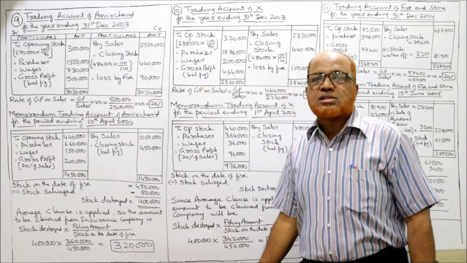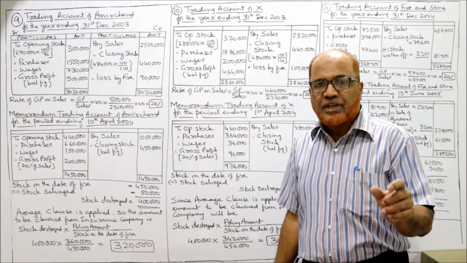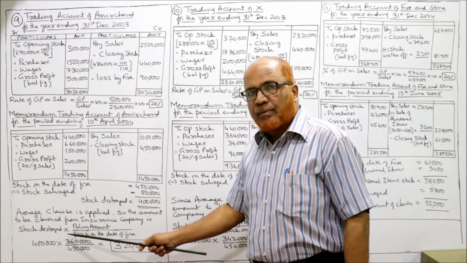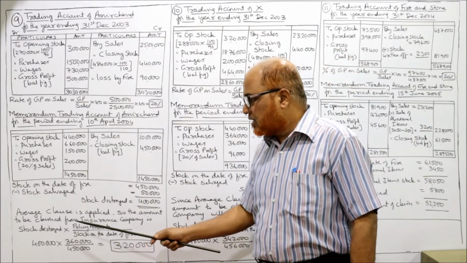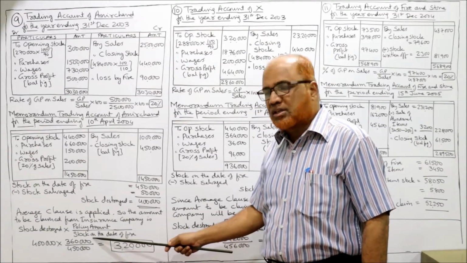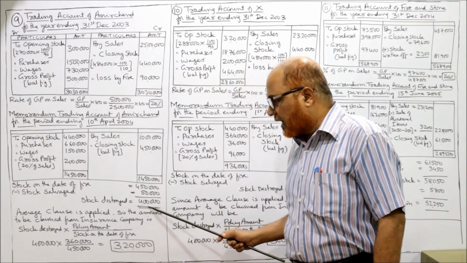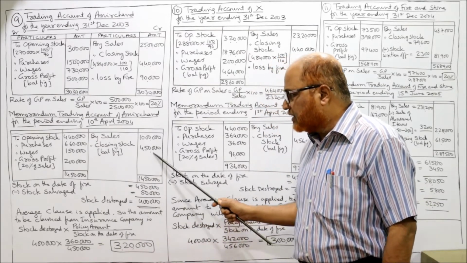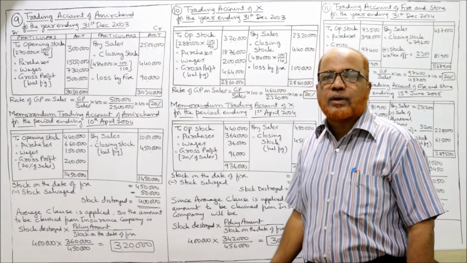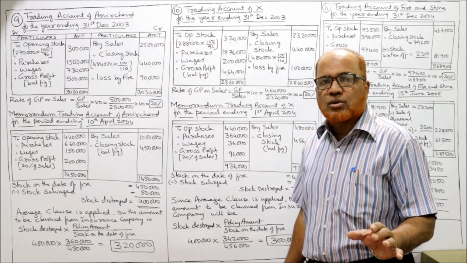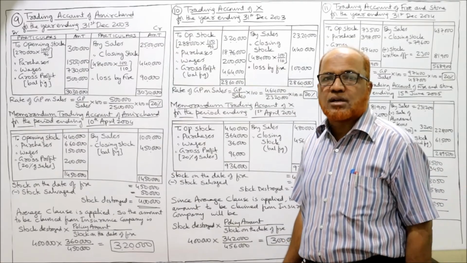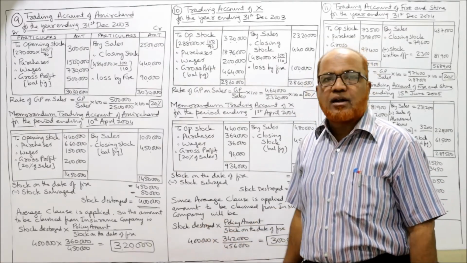So when average clause is applied, the amount to be claimed from the insurance company is stock destroyed into policy amount divided by stock on the date of fire. So stock destroyed 4 lakh, policy amount 3,60,000 divided by 4,50,000, that comes to 3,20,000. So 3,20,000 is the amount of claim to be made from the insurance company. That's all. This is the end of problem number 9.